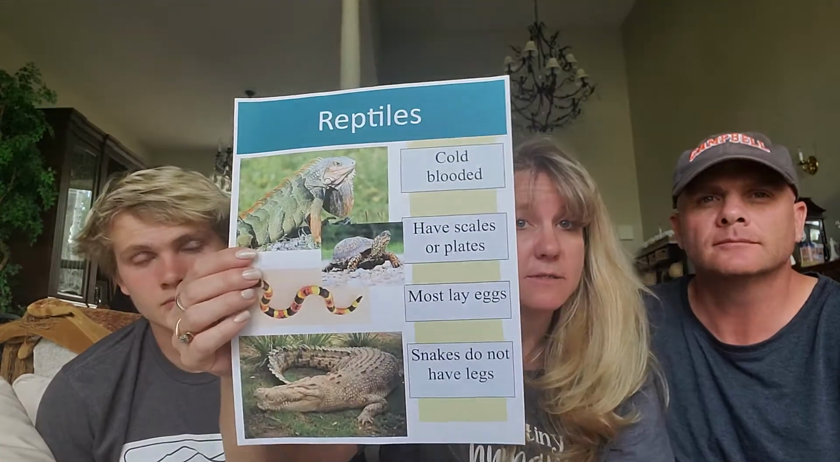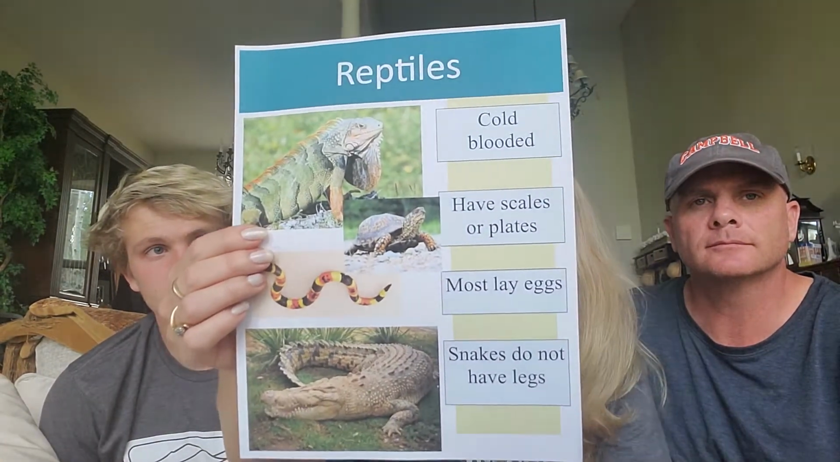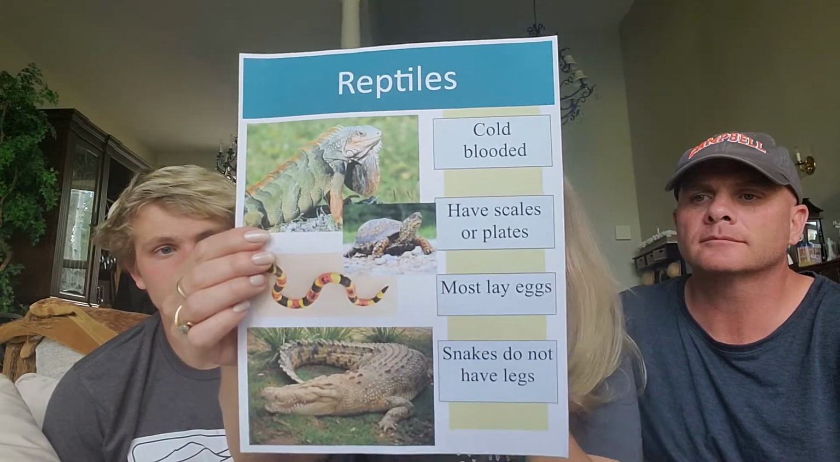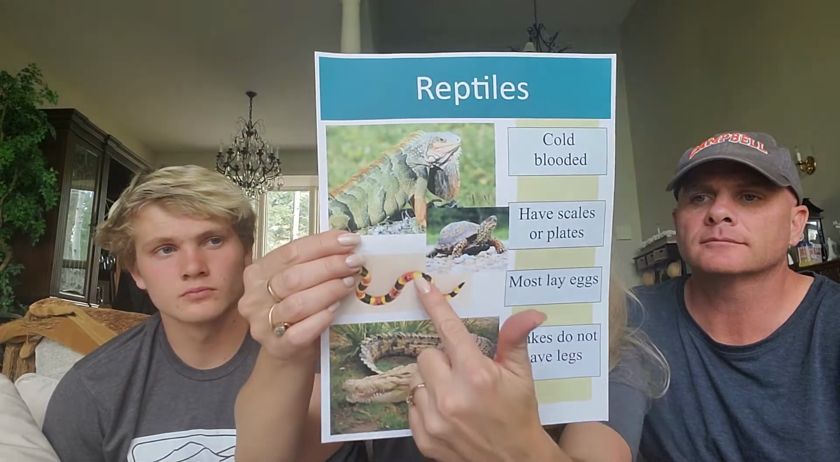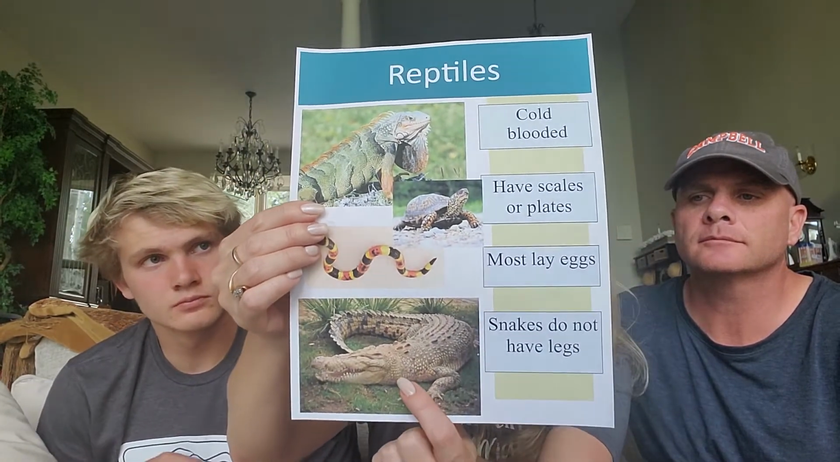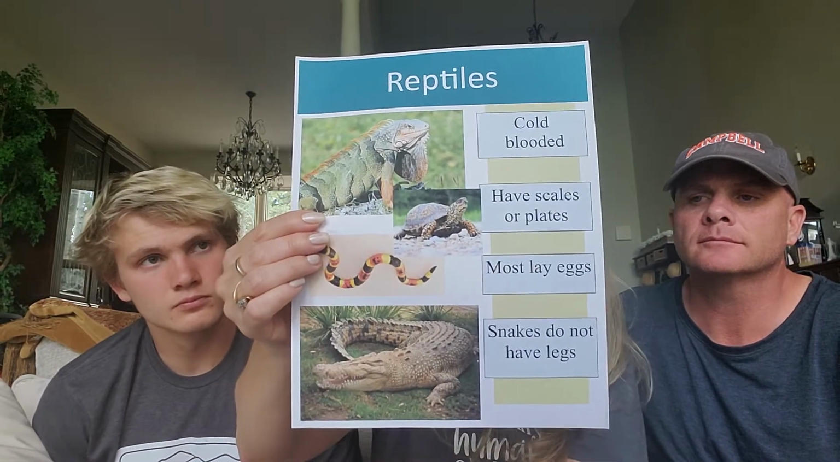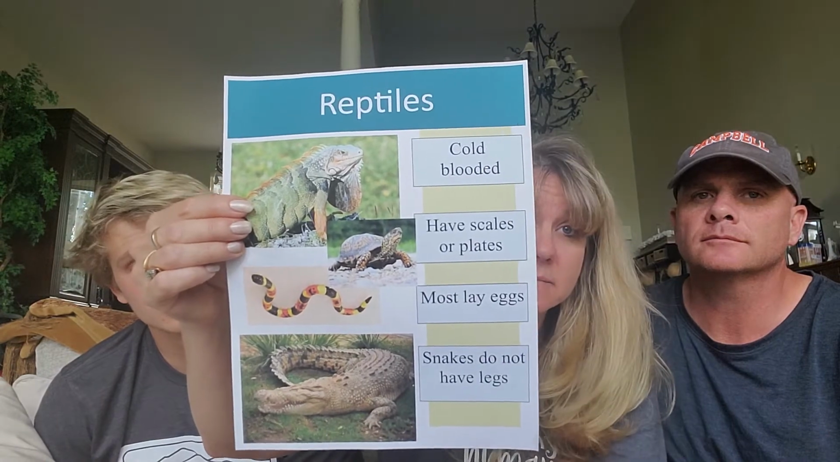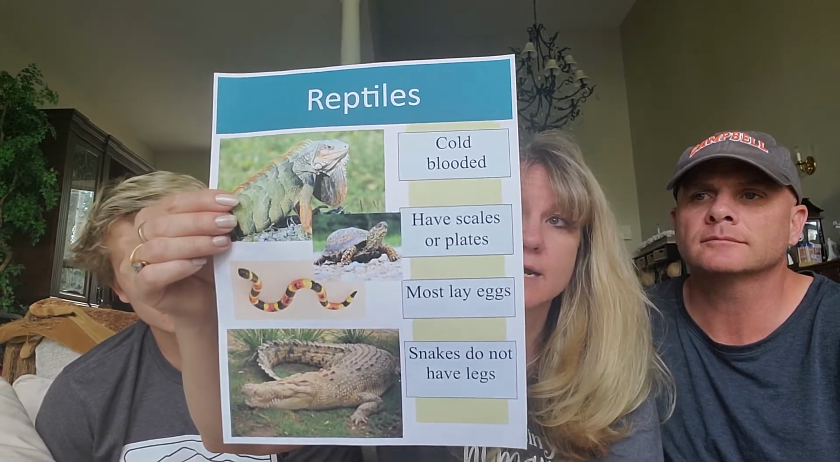Reptiles. Reptiles are cold-blooded as well. They have scales or plates. Most lay eggs. Snakes do not have legs. So you see the snake does not have legs, but you can see they're different sizes, right? Like the alligator is huge, and that's a reptile. And then here's an iguana. And I know Mrs. Simpson, for those in my class, has a bearded dragon, and that's another kind of reptile.